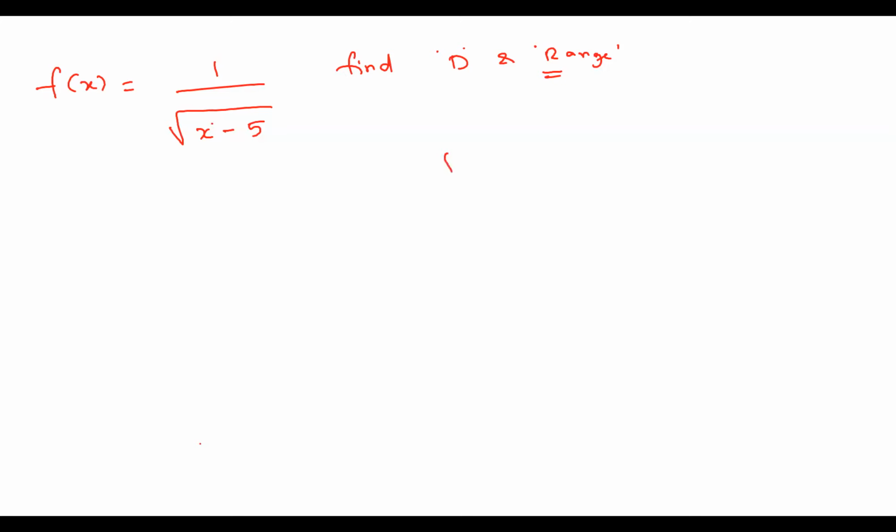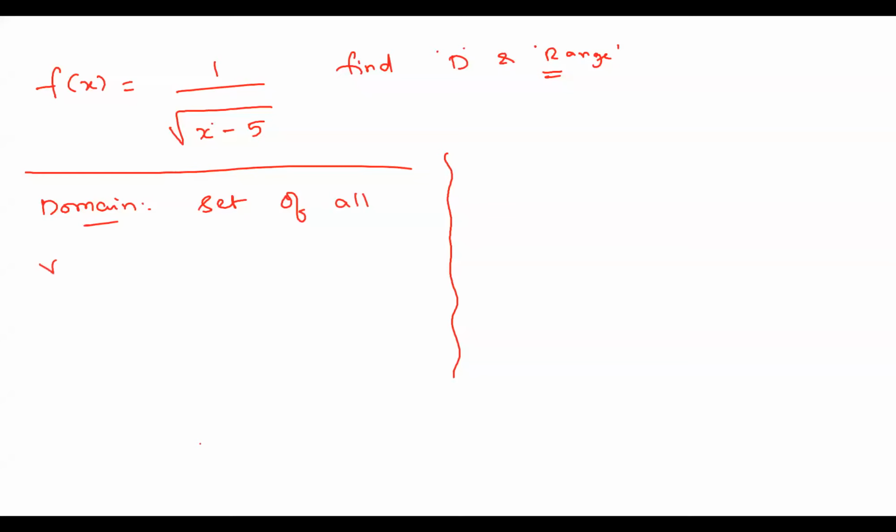I'll tell you the steps for domain. So basically, what is domain? The set of all values of x for which f of x is finite. This word should be remembered. This is not the book definition, this is my definition. This is what I follow to solve all the problems. Listen to this carefully: set of all values of x for which f of x is finite. Finite in the sense you should not get the value infinity.